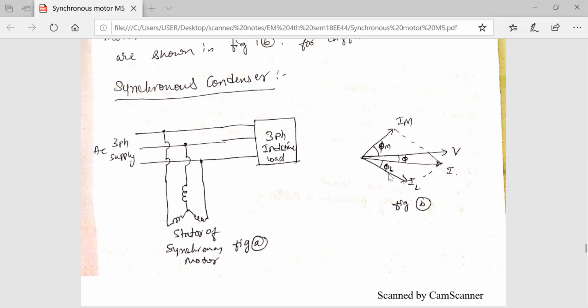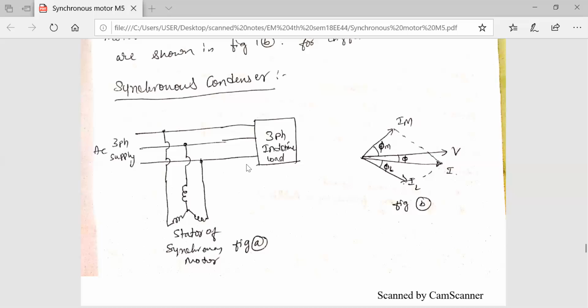Okay. So now, if you want to increase this lagging power factor, that is, you have to improve the power factor correction. We need to reduce the angle between these two. So then you connect a synchronous condenser. This is the stator part of the synchronous motor. Again you connect it in parallel with this. The current flowing through the synchronous condenser or synchronous motor is represented by IM, that is leading in nature. So it leads the supply voltage V by an angle phi M.